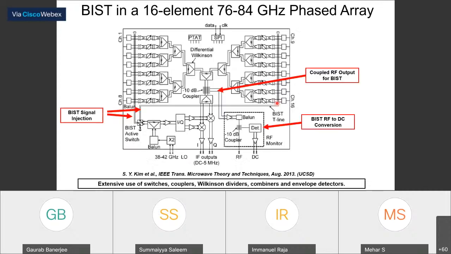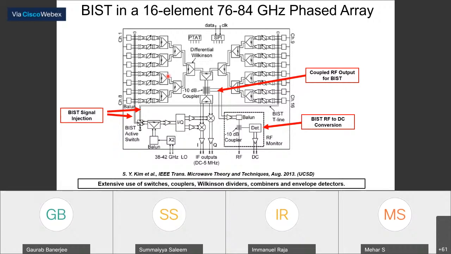So I'll show you a couple of implementations. One of the implementations that I personally really like is what came out of UCSD. And I'll show you what they did. This is a 16-element phased array at 76 to 84 gigahertz. I'm assuming this was designed for automotive applications. Now, if you look at the system, what they have done is, if you go back and look at what we did at Qualcomm 10 years ago, or more than that, we tapped into specific nodes to see if we could measure voltages or signals at those nodes.